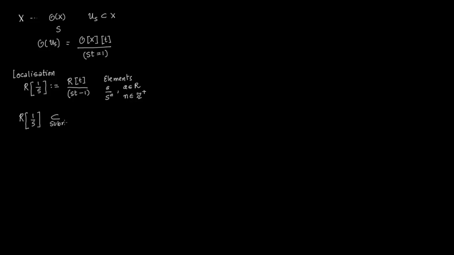So more precisely, you can say that this R[1/s] is a subring of the fraction field of the ring R, consisting of a over b, where a belongs to R and b belongs to R, and b is not 0. So now let us compute some examples. Just one more point. If s is 0, then R[1/s] is also 0. It is just the zero ring, the trivial ring.